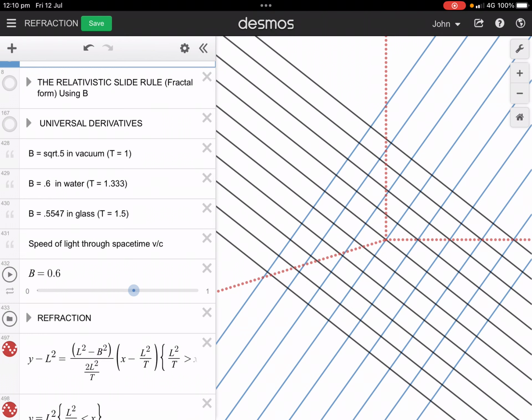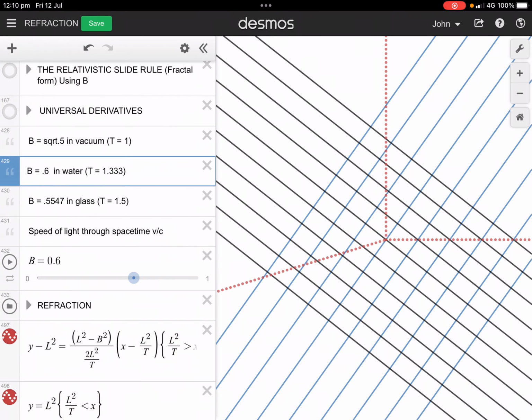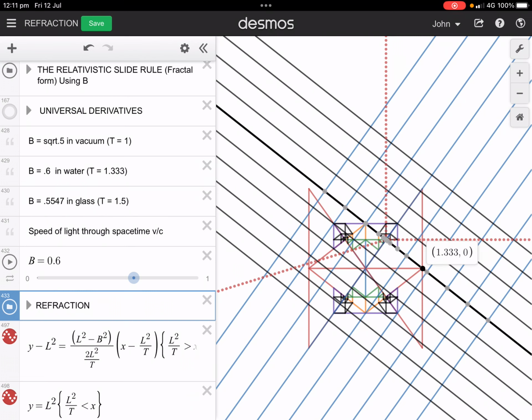Okay, now there's the relativistic slide rule, but I'll just leave it out for a second. And it's passing through water at the moment. Okay, so B is therefore 0.6, meaning that the refractive index is 1.333 recurring. So if you look at that, that's 1.333 recurring, so that's T.